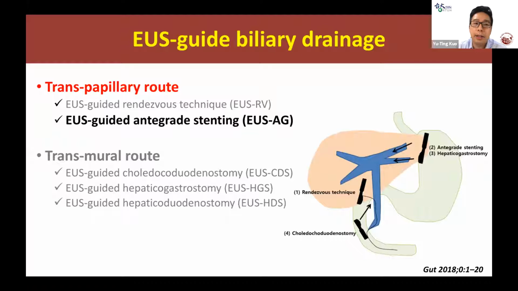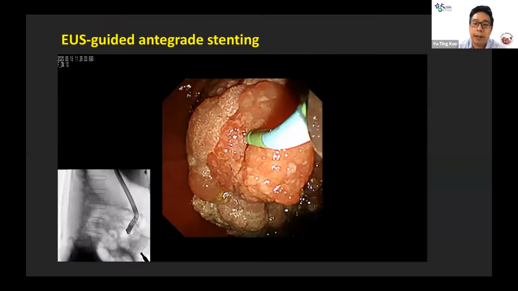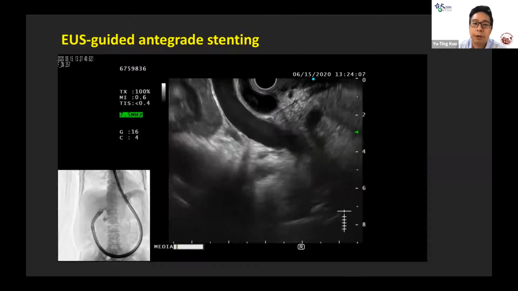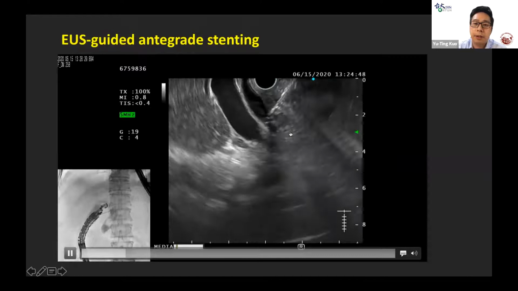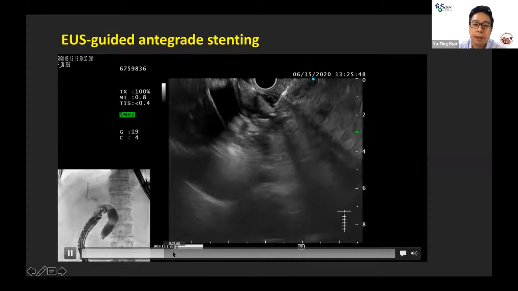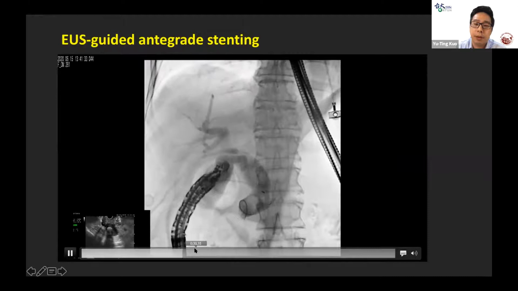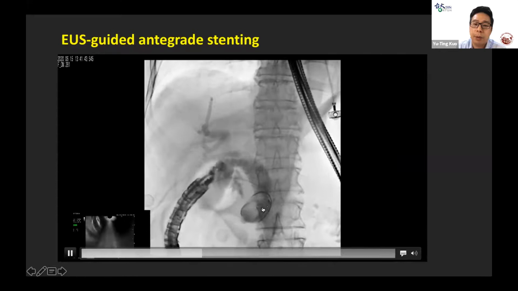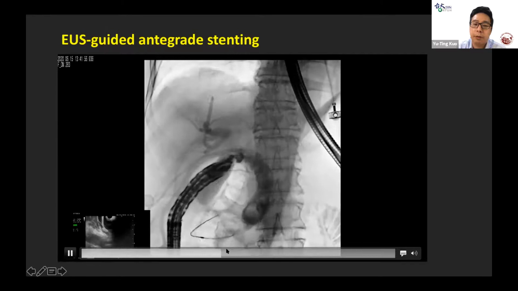And another transmural route is called EUS-guided antegrade stenting, just like I mentioned in my slide before. So we failed the ERCP, and we also punctured the CBD on the US image and injected the contrast. And you can see many big stones because it's an ampullary cancer patient. First we used the angle-tip guide wire to try to select the cannulation into the papilla.